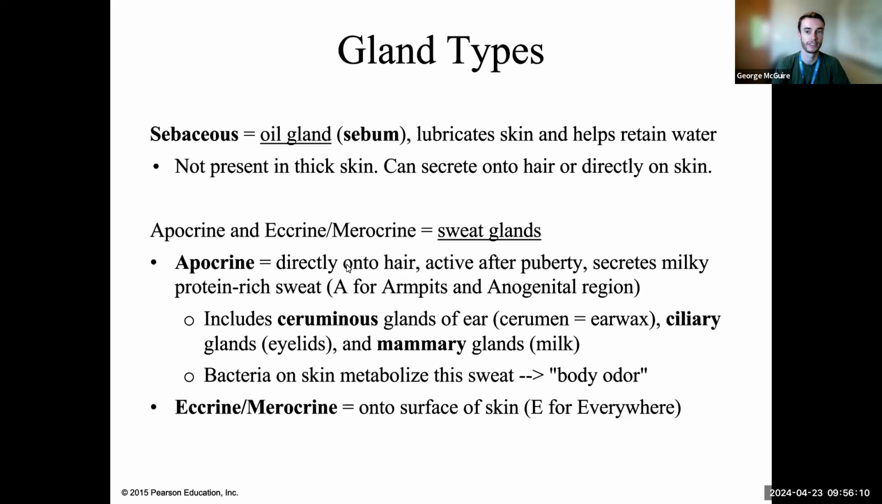So anyways, sweat glands, we could separate into apocrine or eccrine sweat glands. Eccrine is also synonymous with the term merocrine, so you'd see either of these interchangeably. So if you see reference to eccrine or merocrine glands, those are both sweat glands. And so eccrine or merocrine glands represent a majority of our sweat glands. These secrete onto the surface of our skin, basically all over our body, secreting that sweat for thermoregulation and protection.